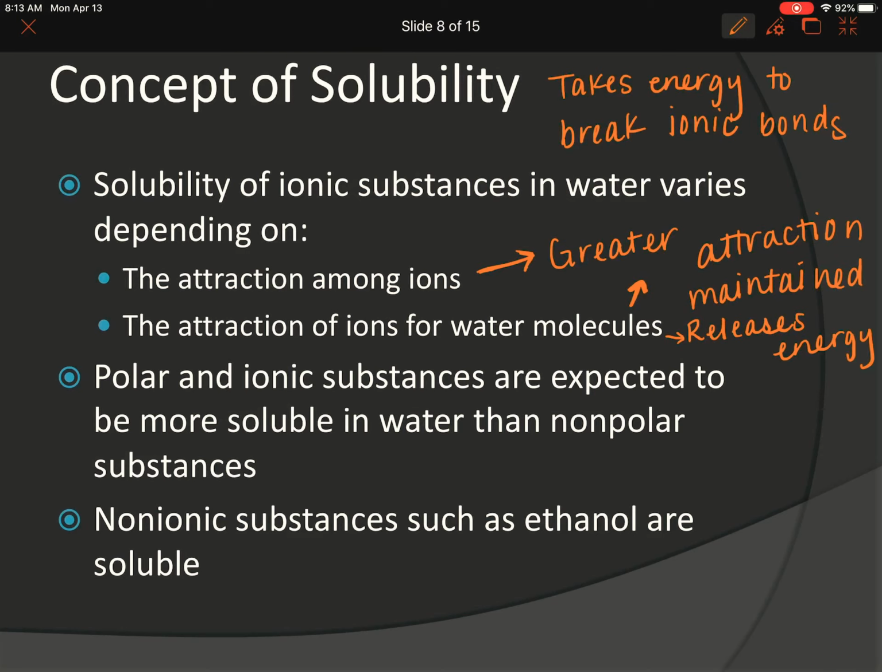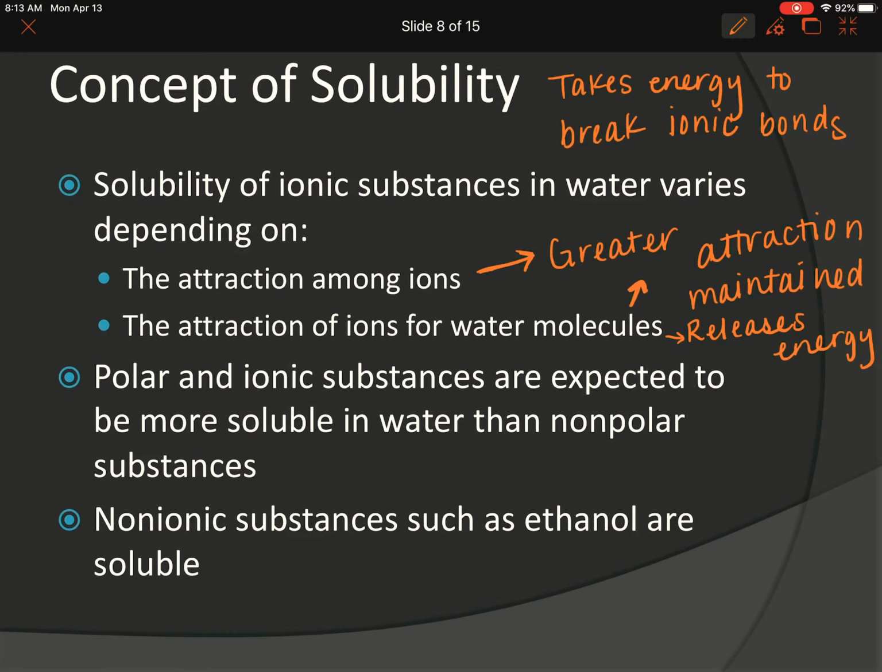So as long as the change is very, very small, then the solubility or the dissolving will occur. We can talk a little bit more later in the course about what exactly determines whether or not the change is small enough. But for now, as long as we just have an idea that the more favorable attraction is going to be maintained, we'll be good to go for solubility.